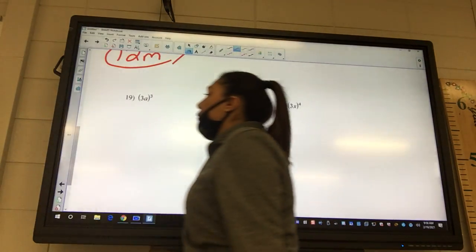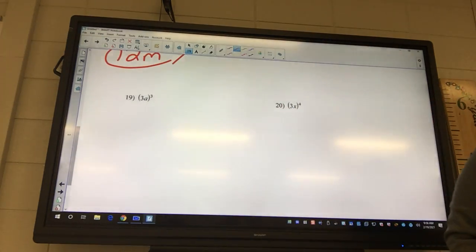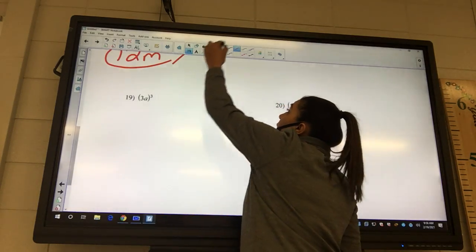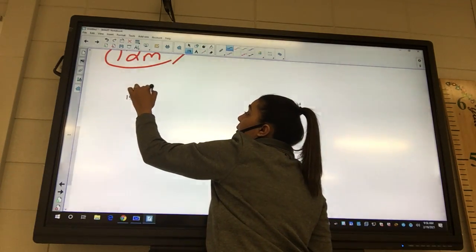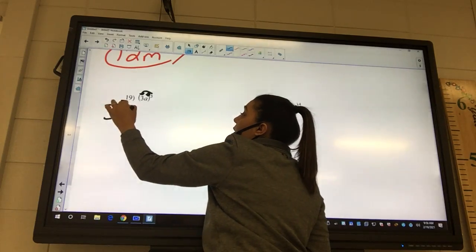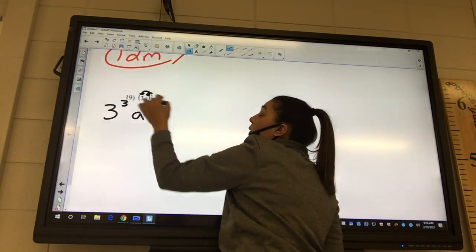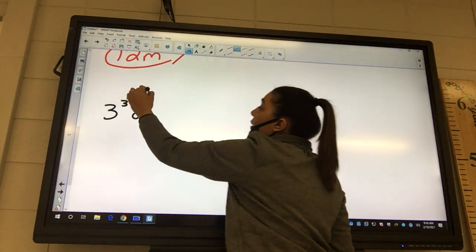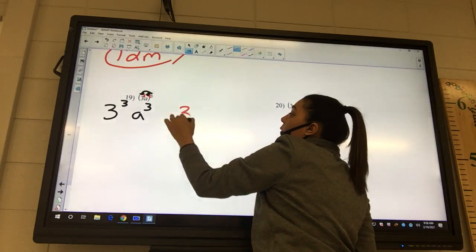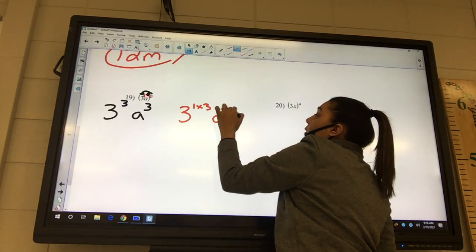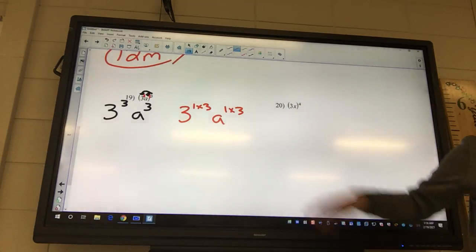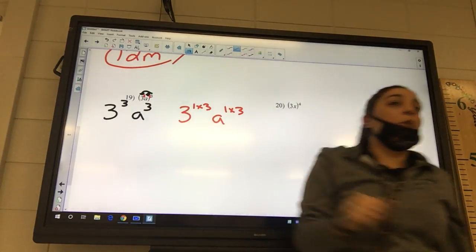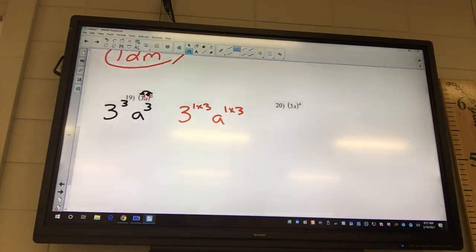So 19, what kind of rule is that? The power rule. Okay, and we multiply the exponents. And in this case, it needs to go to each number and letter. So it's going to be 3 to the third, a to the third. The other way that you could look at it is there's really a magic 1 right here and a 1 right here. It's really 3 to the 1 times 3, a to the 1 times 3. But what is 1 times 3? 3, so that's how I got here. If it makes you feel better to put ones there everywhere, you totally can.